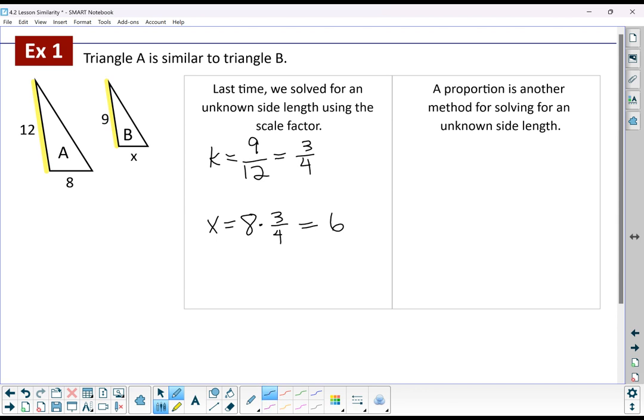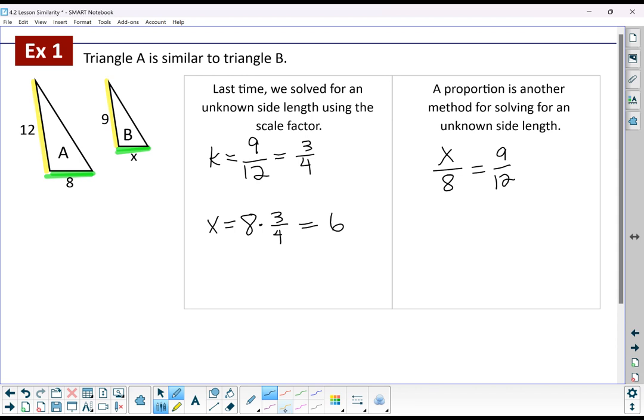So we identify corresponding sides still. The side that I want to find is x, and the corresponding side in my other triangle is 8. So that's going to be my first fraction, x divided by 8. I like to put the thing I'm finding in the numerator, but there are definitely several ways you could set up this proportion. So I'm trying to figure out x, and x corresponds to 8. So my first fraction is x divided by 8. And then my other fraction will be another set of corresponding sides, in this case 9 divided by 12.